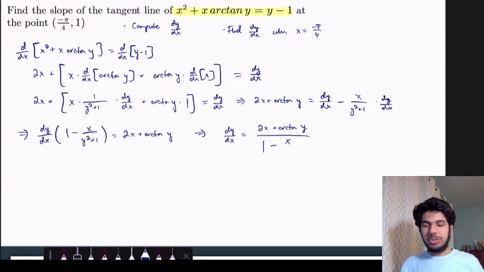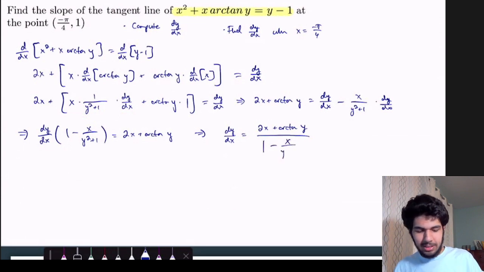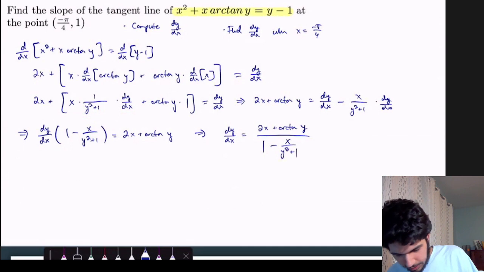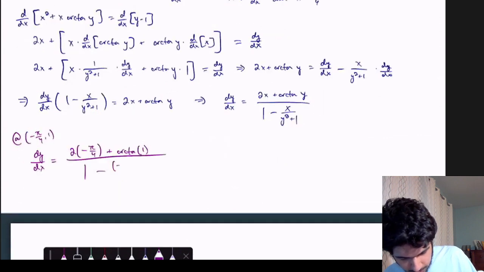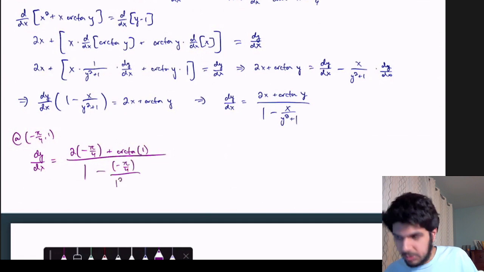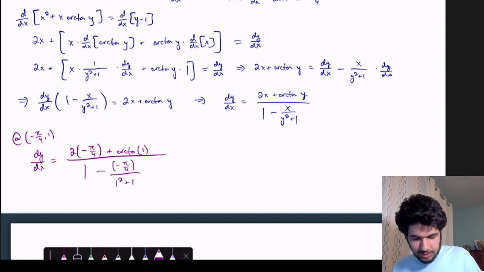Now, we just need to find the slope of the tangent line at this point. So where we see an x we'll plug in negative pi over 4. Where we see a y, we'll plug in a 1. So at negative pi over 4, comma 1, dy/dx equals 2 times negative pi over 4 plus arctan of 1, all of this divided by 1 minus negative pi over 4 divided by 1 squared plus 1. So this is going to equal negative pi over 2.